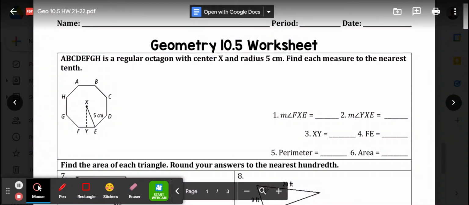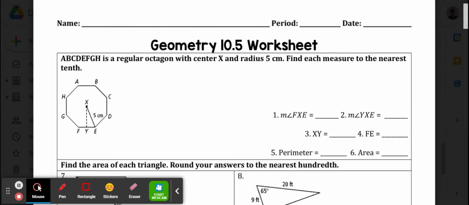Hey everybody, welcome. We are going to get started on the 10.5 worksheet. So look at that. Look at all those letters: A, B, C, D, E, F, G, H. We should have mixed up one of those. But anyway, we have a regular octagon with a center of X and a radius of 5. Find the area to the nearest tenth.